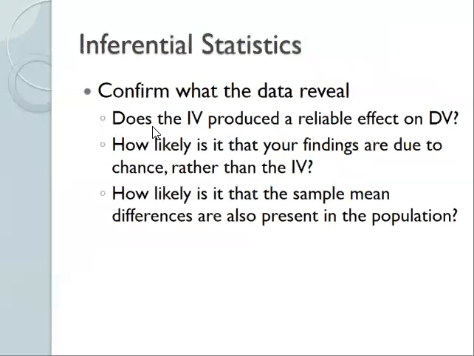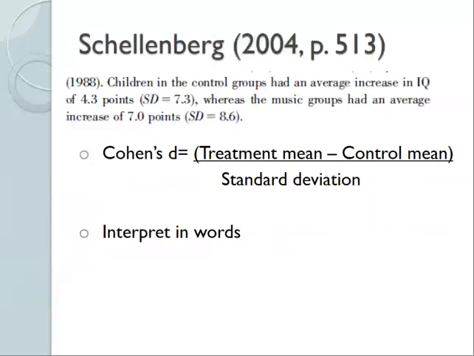And if you divide by the standard deviation, we just took the average of the standard deviation in this case. So that would give us 7.0 for the treatment mean minus 4.3 for the control mean, divided by 7.3. We took the average standard deviation, the control group standard deviation. And that gives us a Cohen's d of 3.36, which is a medium effect size.